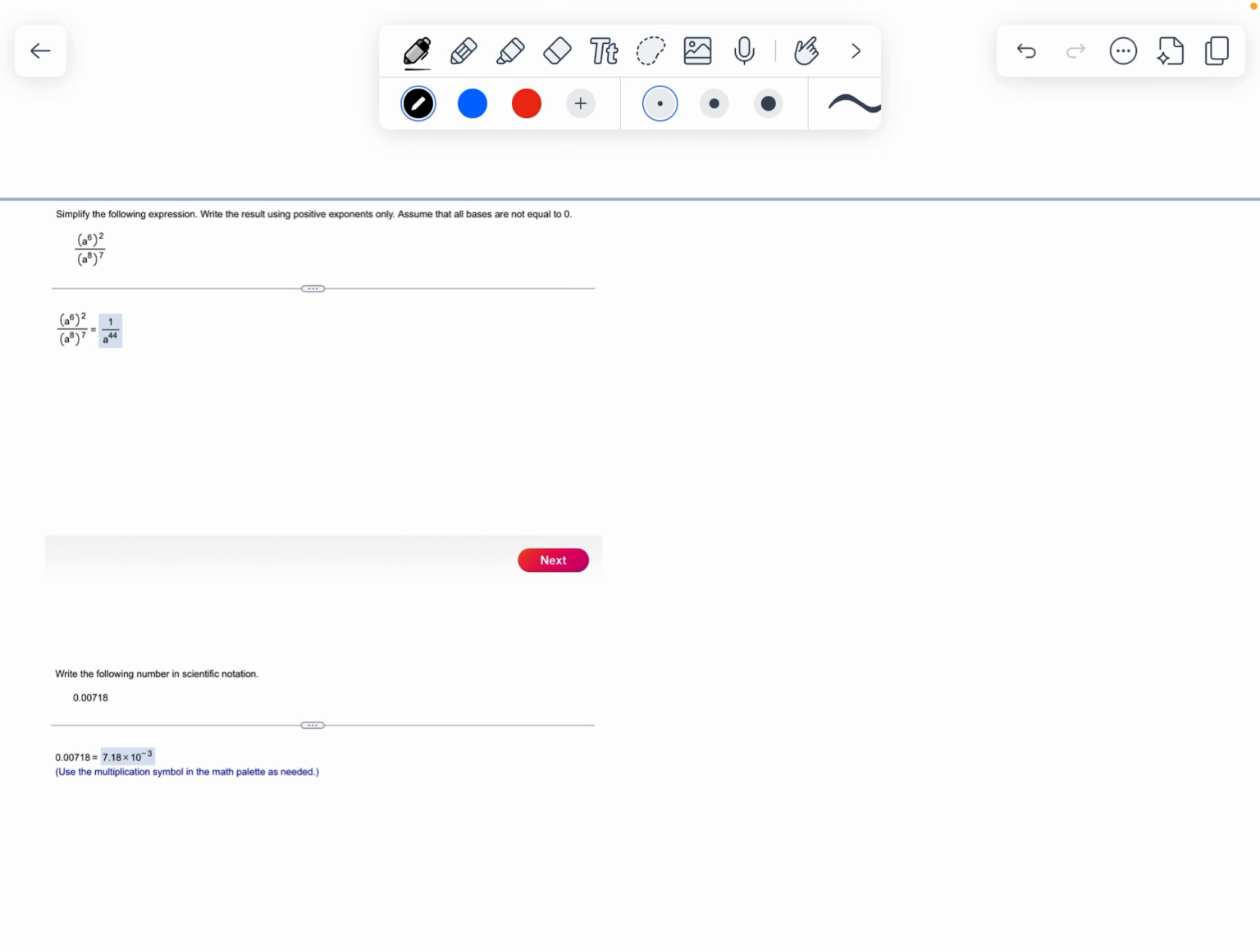Alright, simplify the following expression. Write the result using positive exponents. So here you have 8 to the 6th to the 2nd, 8 to the 8th to the 7th. So when you have a number that has an exponent, and then you raise it again to another exponent, you can just keep the same base and multiply the exponents. So I have 6 times 2 here, it yields 12. So here I'll put 8 to the 12.